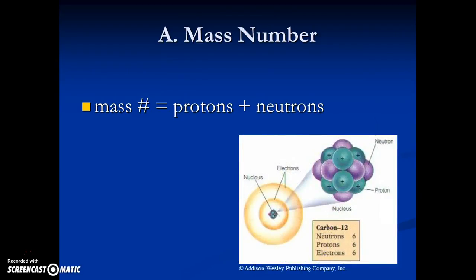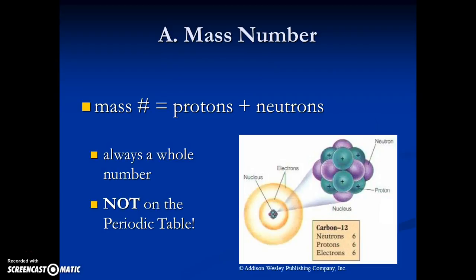So the atomic number indicates the number of protons in the nucleus of an atom. The mass number indicates the number of protons plus the number of neutrons. The mass number is not located on the periodic table. So in order to determine the mass number, we have to know how many neutrons are in the nucleus. This number is always a whole number, though, as is the atomic number. And like I said, it's not on the periodic table.